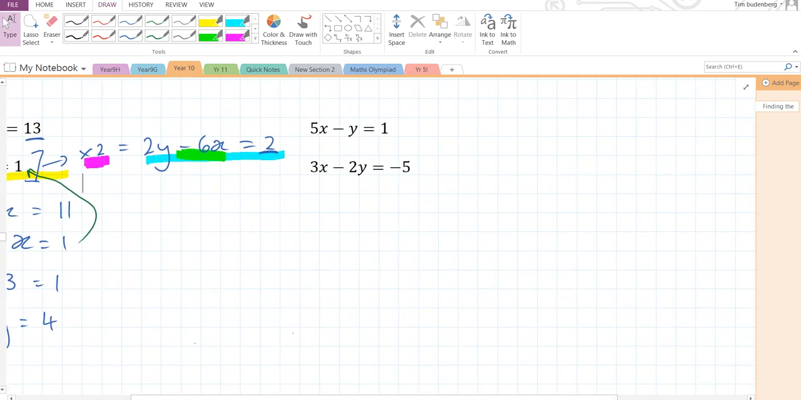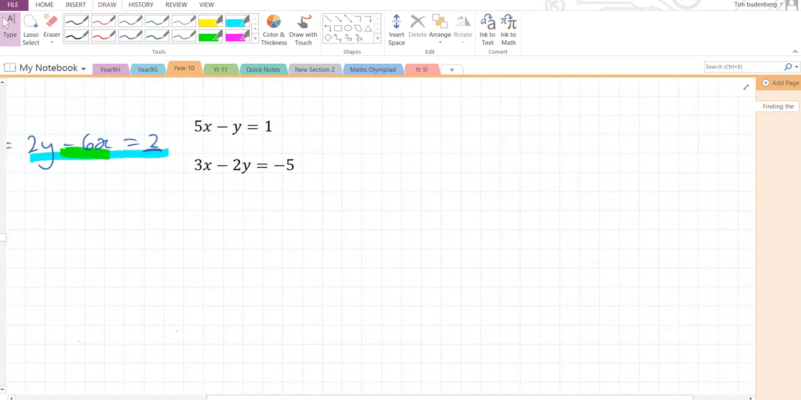Alright, take a look at this one. Have a think about what you would do to get this lined up nicely, so that when we add or subtract one equation from the other, it will work. What I would recognise is that we've got a minus y and a minus 2y. And wouldn't it be nice if they both had a 2y term in front of it? So I'm going to take equation 1 and multiply it by 2.